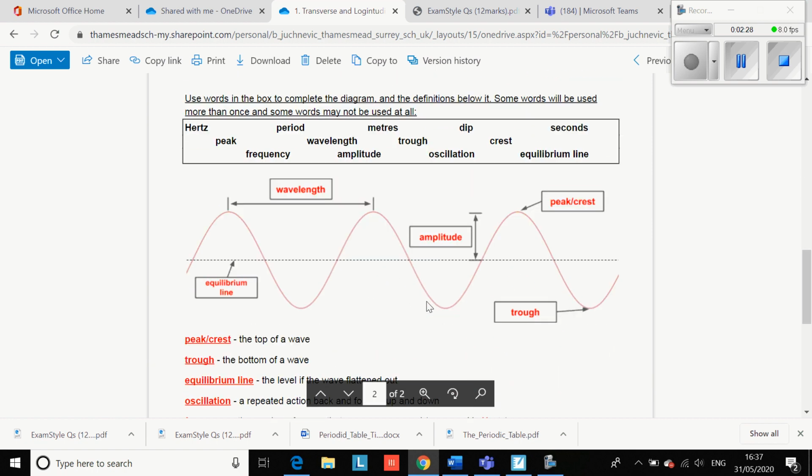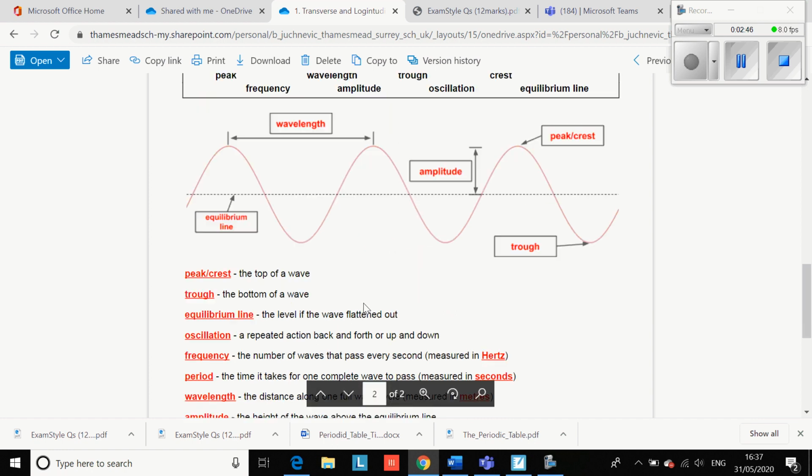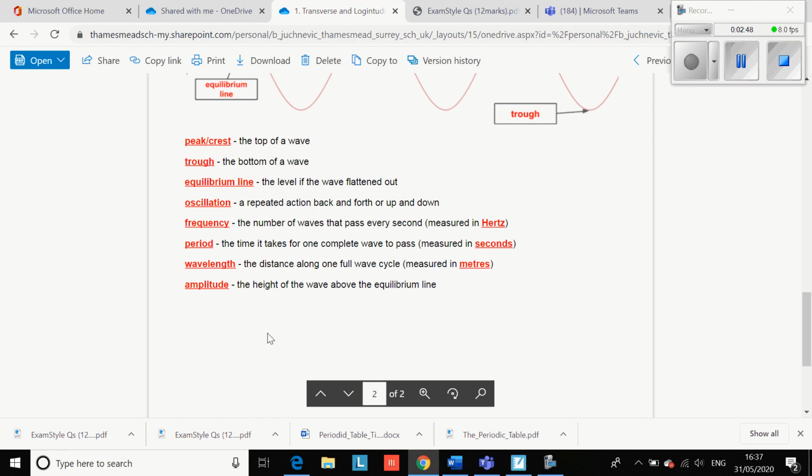Right, then you needed to label this diagram of the wave. So this one was the equilibrium line. I also would have accepted a number, 0. That is the wavelength, the amplitude, the peak or crest, and that is the trough. And then it asked for some definitions. The top of the wave is known as the peak or the crest. The bottom of the wave is known as the trough. Equilibrium line, that is the level if the wave flattened out.